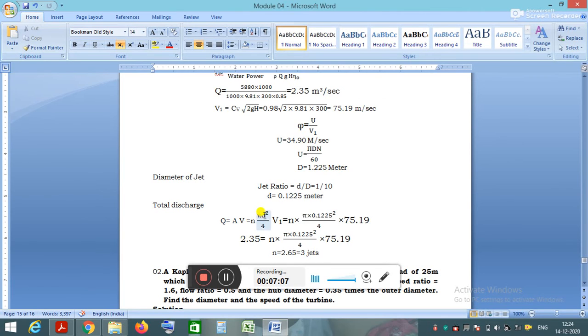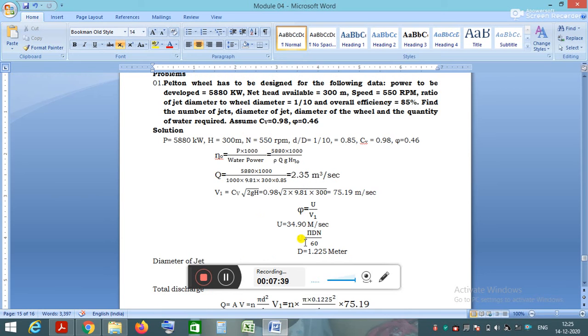He has not given the diameter of the jet or the nozzle which is spraying water on the turbines, but he has given the ratio of d by capital D, and he has not given the value of V1, the velocity of the water which is flowing through the turbine. First we need to find out the value of capital D, the value of Q, and then the value of V1, then we can find the number of jets.